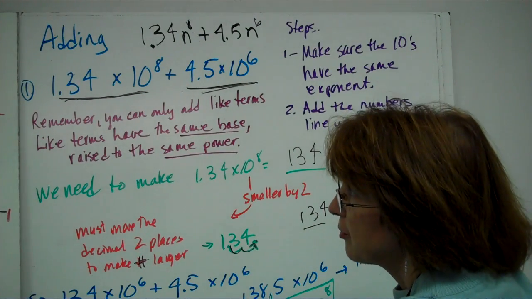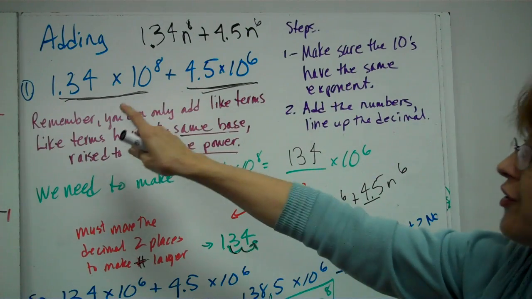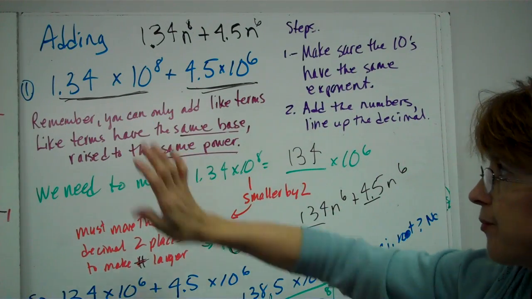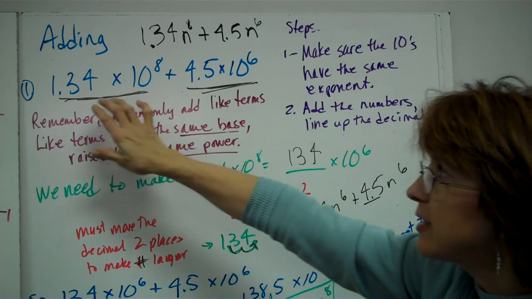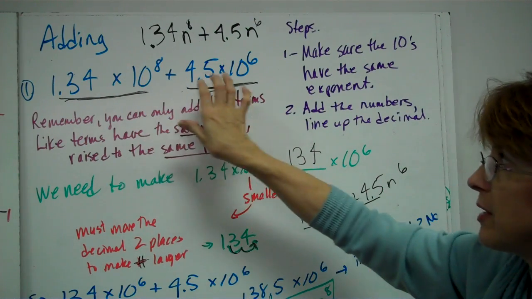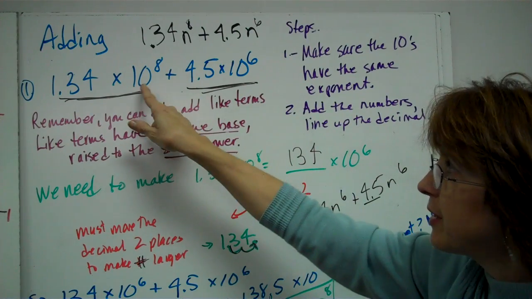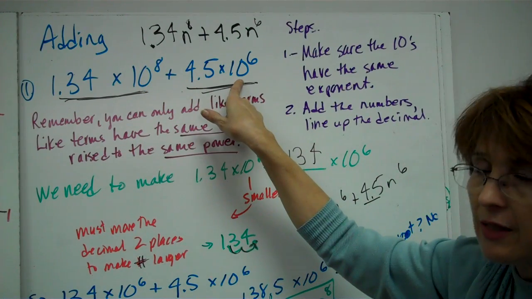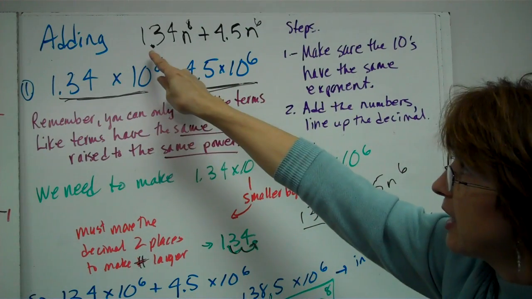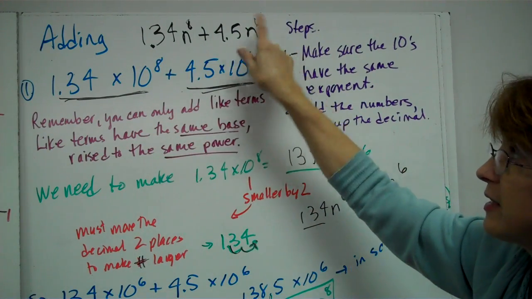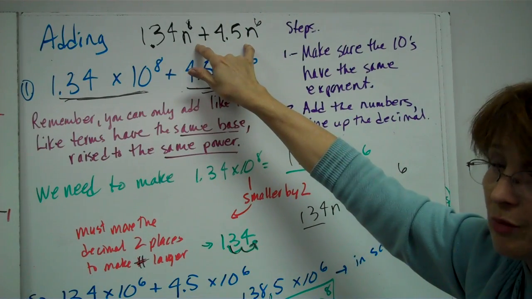Okay, now we're going to add and subtract. To add numbers in scientific notation, there's really one good way to do it. Like this, 1.34 times 10 to the 8th plus that number. Remember, you can't just add these two like you did when you multiplied, because these are not the same base. The same base, not the same exponent. It's kind of like 1.34 times n to the 8th plus 4.5 times n to the 6th. We never add those, because those are not like terms.